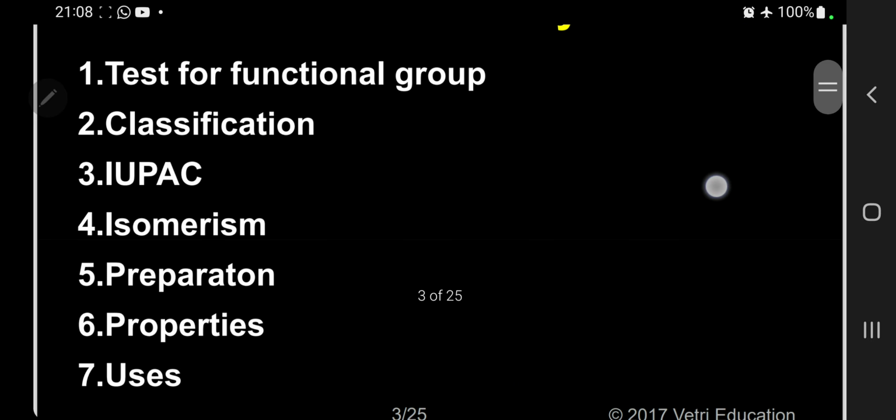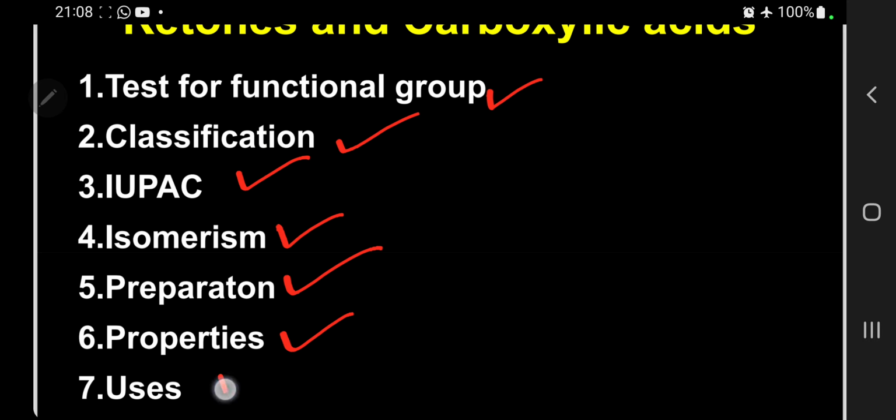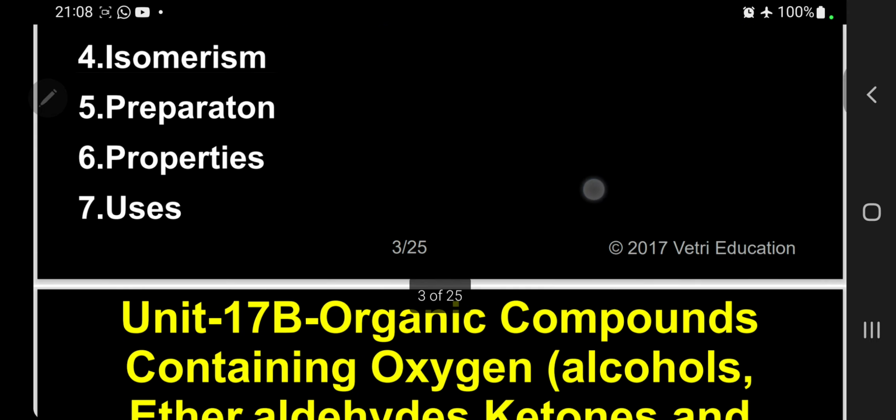Now, in this unit, if you want to answer all the questions, you must be ready to study or have an idea of: test for functional group, classification, IUPAC, isomerism, preparation, properties and uses of all these oxygen containing compounds. You should keep these tips ready. Then only it is easy for you to answer the questions.